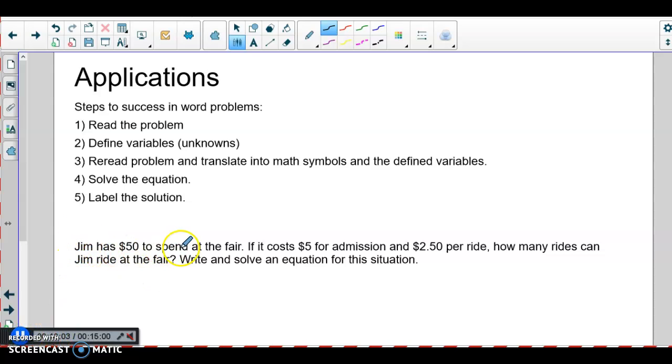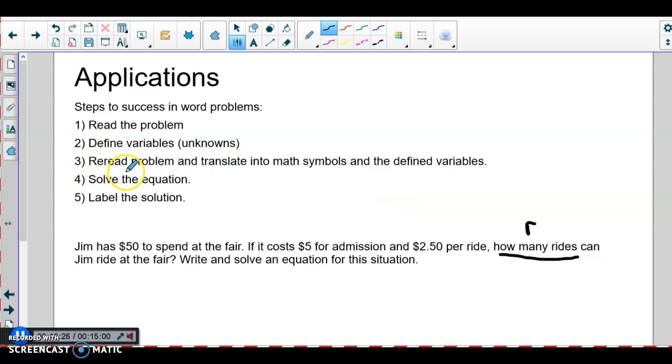So Jim has $50 to spend at the fair. If it costs $5 for admission and $2.50 per ride, how many rides can Jim ride at the fair? Write and solve an equation for this situation. So I read the problem, and let's define the variables. The variables come in the question. So my variable here is how many rides. So let's call our variable R. R is the number of rides.